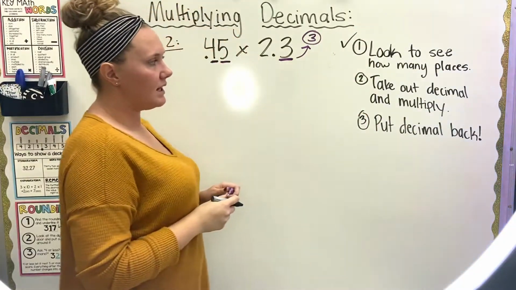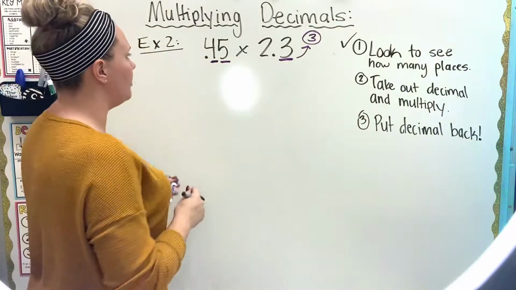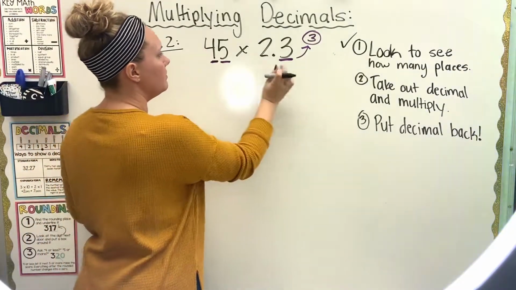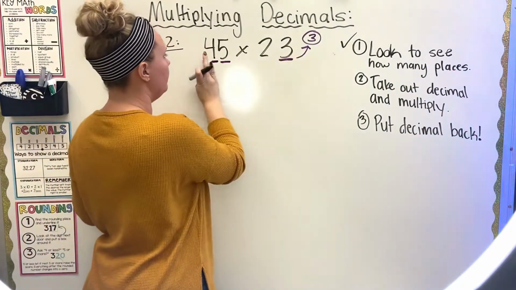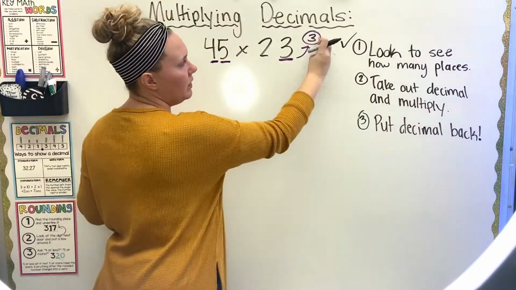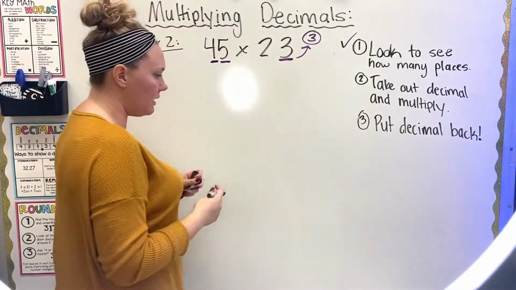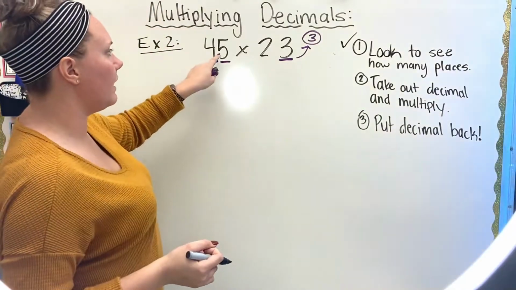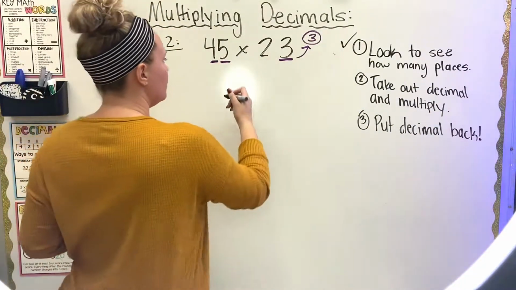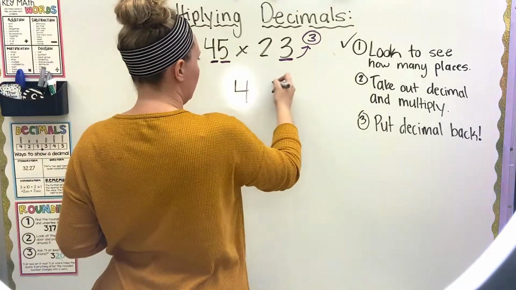Check. Second step, take out the decimal and multiply. So I'm going to take out the decimal, which we did. We put them waiting in our holding bubble. And now it says to multiply. So now that I took my decimal out, I have 45 times 23. So I'm going to draw my lattice.